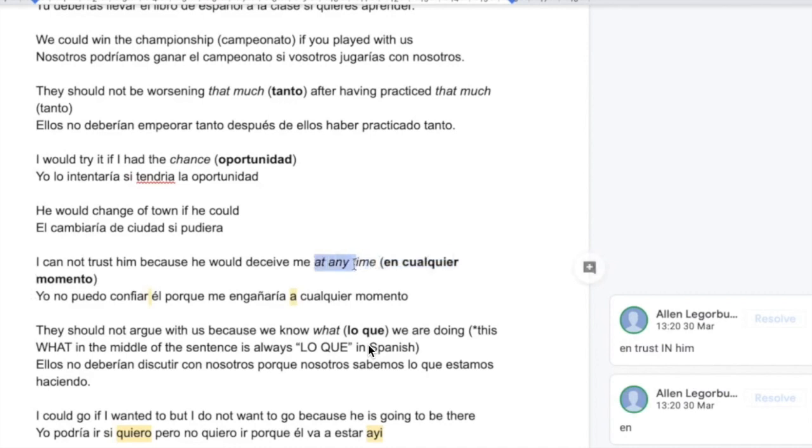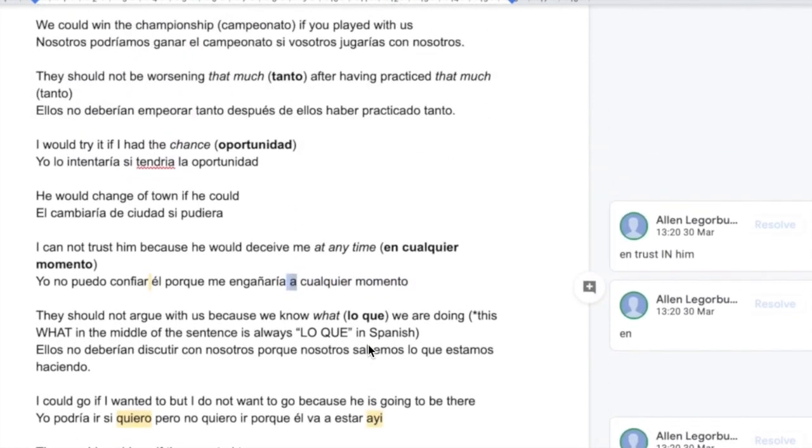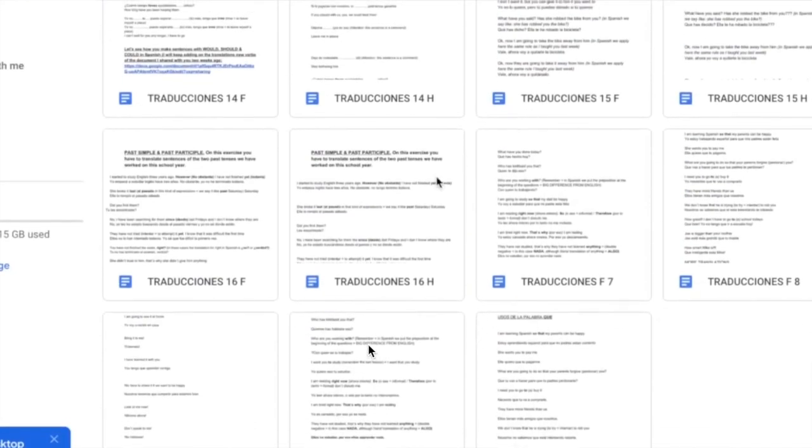Otherwise, it's going to confuse them, because if I didn't teach this component and then I'm asking them to translate and I don't give them any help or any note, it can affect their motivation. Yo no puedo confiar en él porque me engañaría en cualquier momento. So they are doing this, and I write this little correction on the side. This was the 13, and then let's see, for example, what they do here.